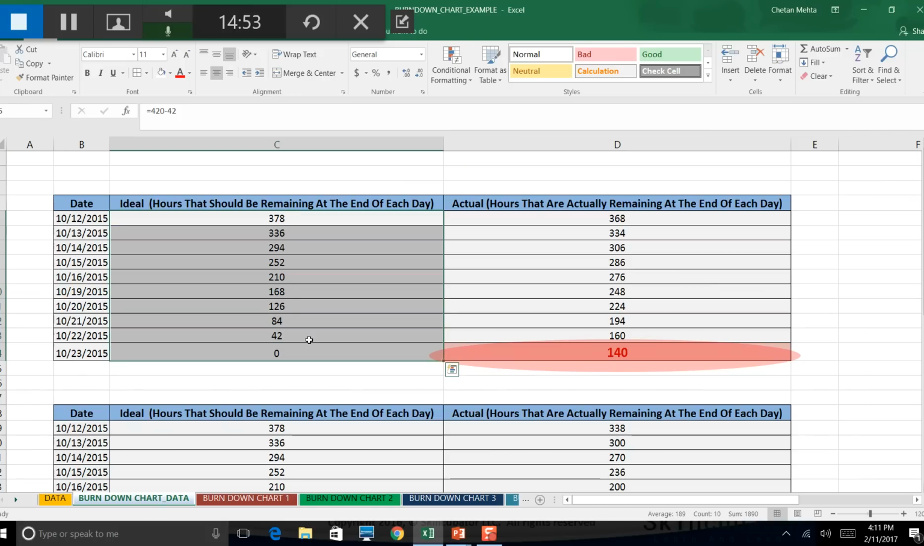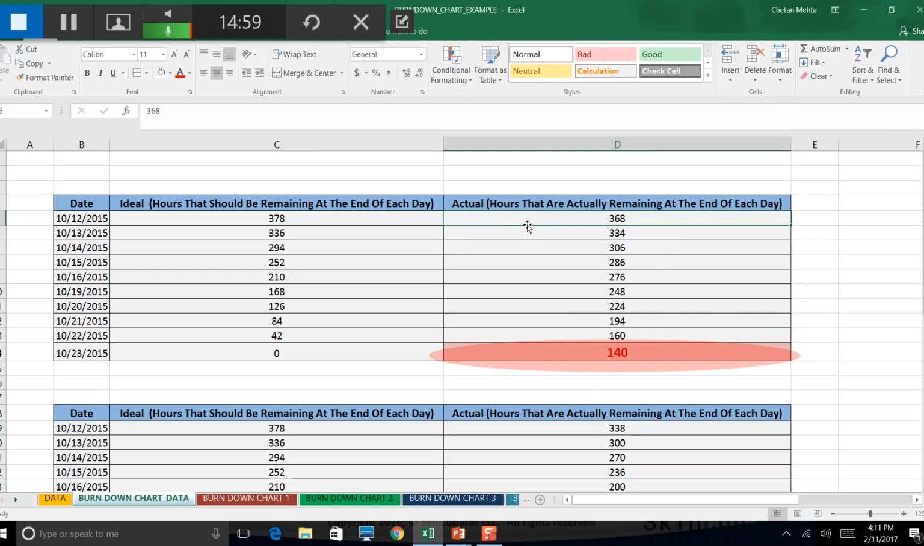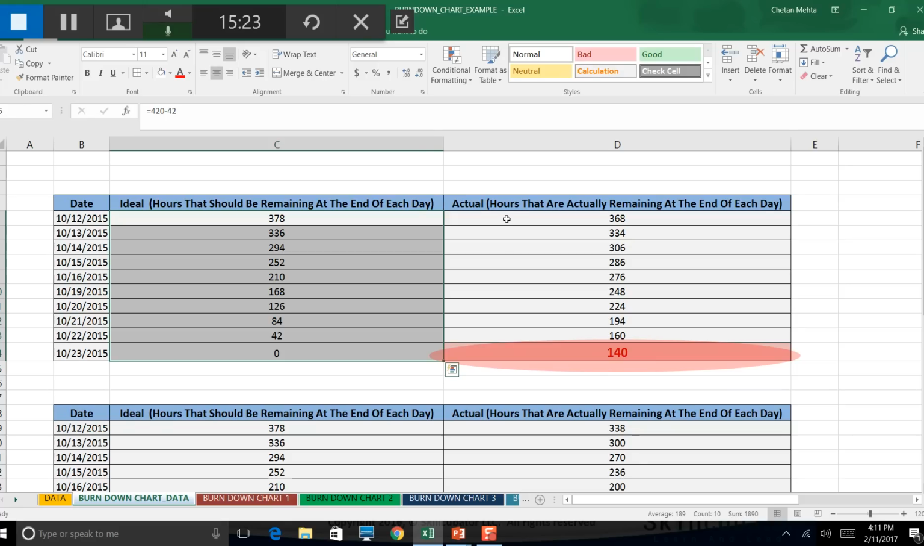Okay. Now let's see how to plot a burn down chart. This is the data we are creating, and then based on this data we simply have to create a chart, and that's your burn down chart. Now here the first scenario is that we start the sprint on 12th. This is my ideal burn rate, but actually I'm burning less than I'm supposed to. I'm finishing less work than I'm supposed to.